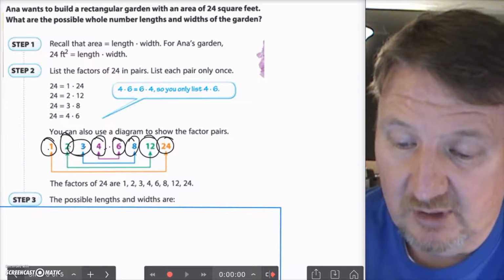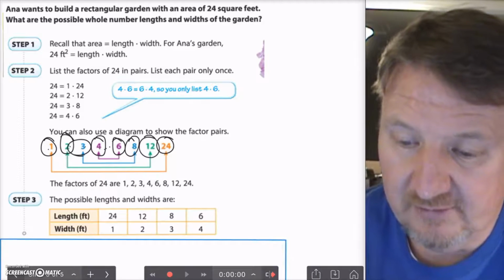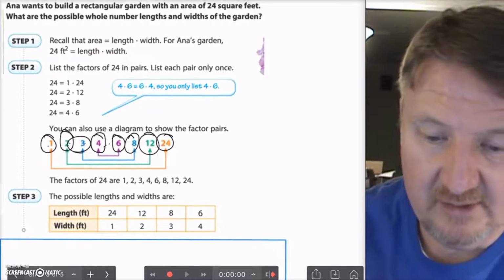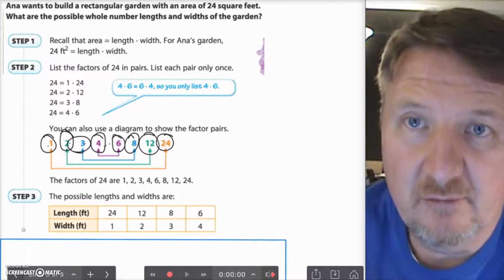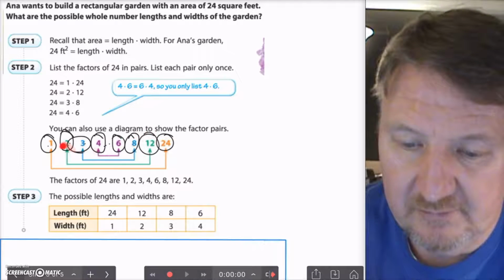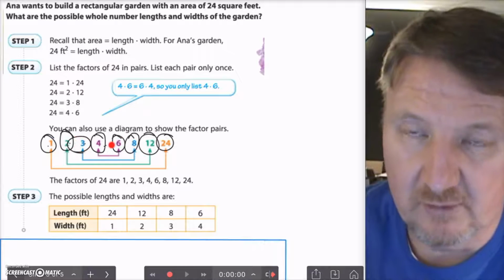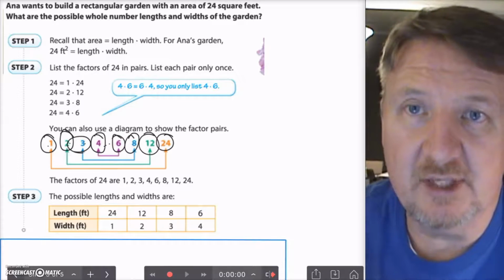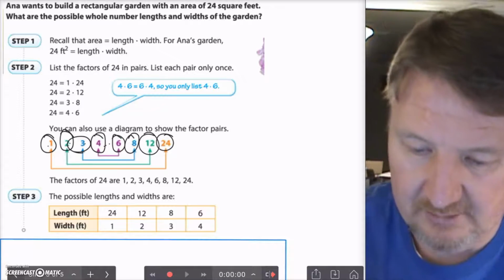So it says the possible lengths of Anna's garden are, if the length is 24 feet, then the width has to be 1 because the area is 24, so 1 times 24. If the length is 12, then the width has to be 2. If the length is 8, then the width has to be 3, and so forth. Those are all the different combinations she can make her garden and still have 24 square feet. All right, let's look at the next slide.